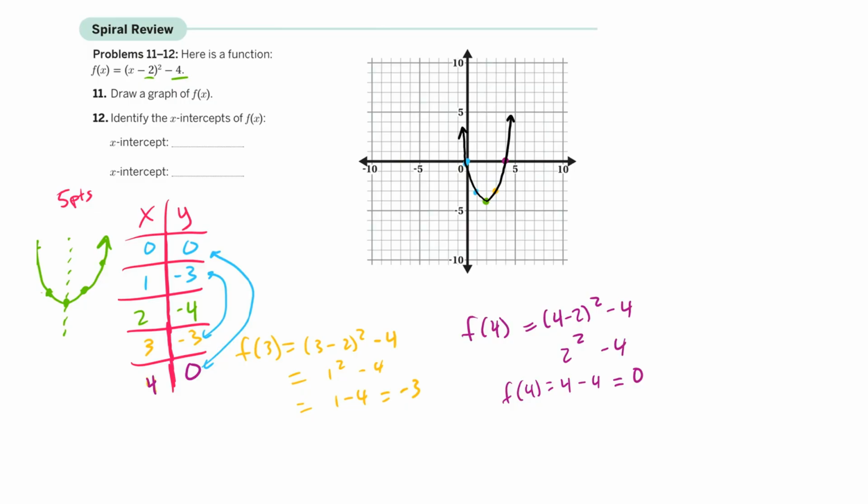For number 12, identify the x-intercepts. Well, we already have those given to us from our table here from our sketch. X-intercepts are when the y value is 0, which is our top and bottom point here. So our first x-intercept would be (0, 0), and our second one would be (4, 0).